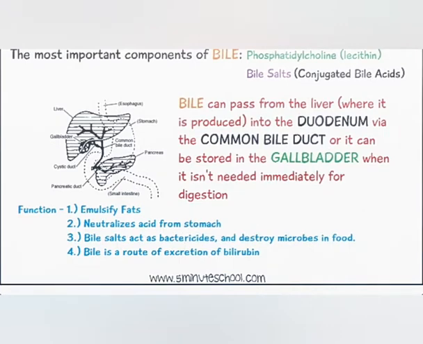And finally, we're going to discuss this in a separate video, but I'm just going to mention it here now because I don't want to leave it out. Bile is a route of the excretion of bilirubin, which is an important component of hemoglobin, but we're going to make a separate video on that.